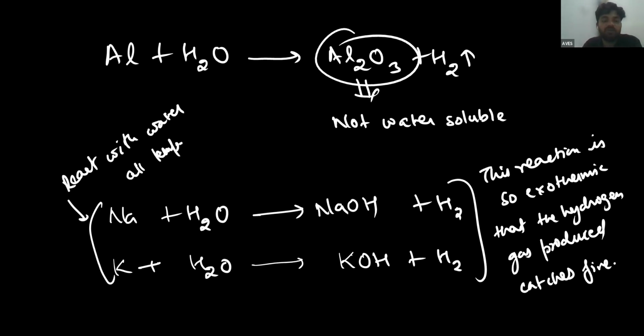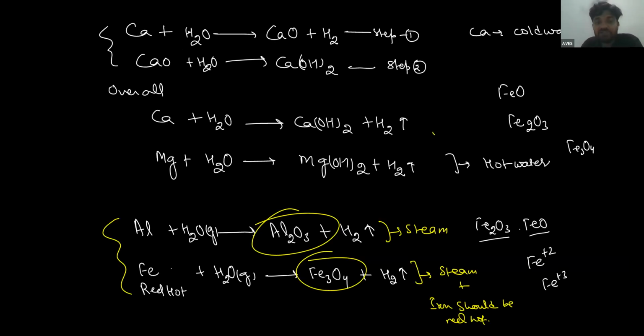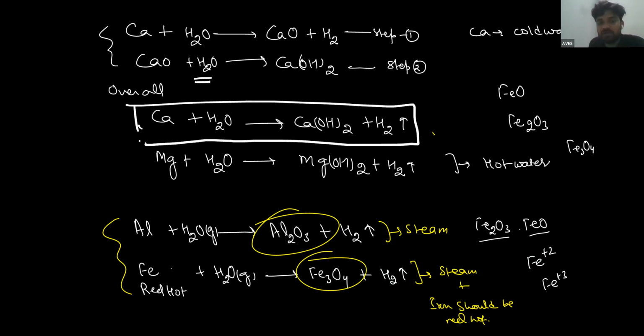Okay, dear students, now moving to the next point. Calcium reacts with water, and it will first form calcium oxide, step 1, and in step 2 this calcium oxide further reacts with water to form calcium hydroxide. The overall reaction is this one. And here calcium reacts with cold water. It does not readily react with ice, but it reacts with cold, chilled water.